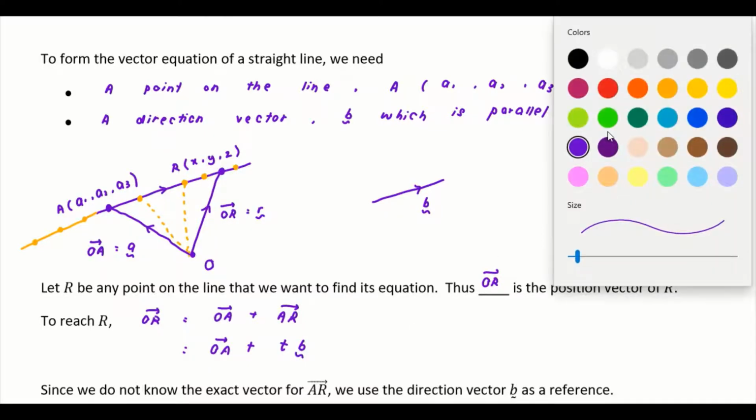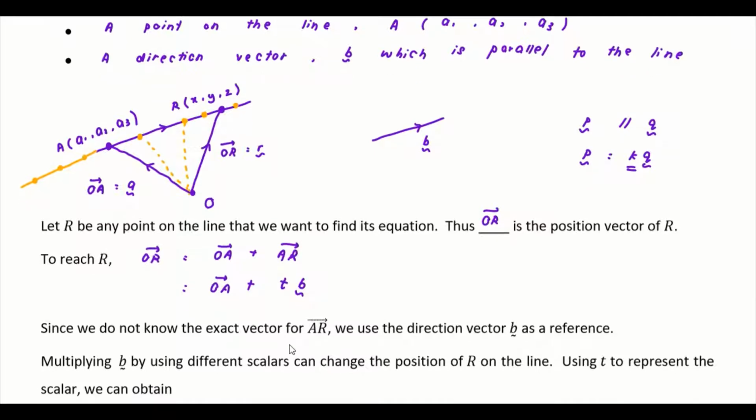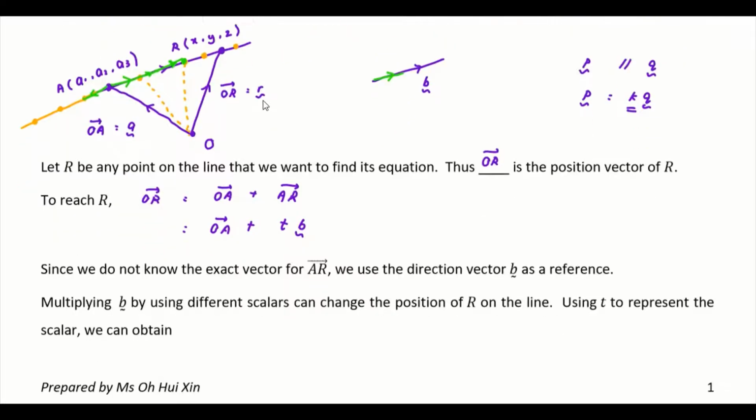Okay, so let me try to draw this again. If my B is going to be controlled by the scalar T here, then when I use a different scalar to multiply my vector B, the position of R can be changed. So if my original B, the magnitude is like this, and for example the scalar is 1, then I'll be able to get R here. If this is like 3 times, then I'll draw 1, 2, 3, so the T here will become 3. If I go to the negative part, then maybe my scalar will become -1. If I go further, then maybe the scalar will become 5, 10, and so on. So that's the idea of the scalar T here.